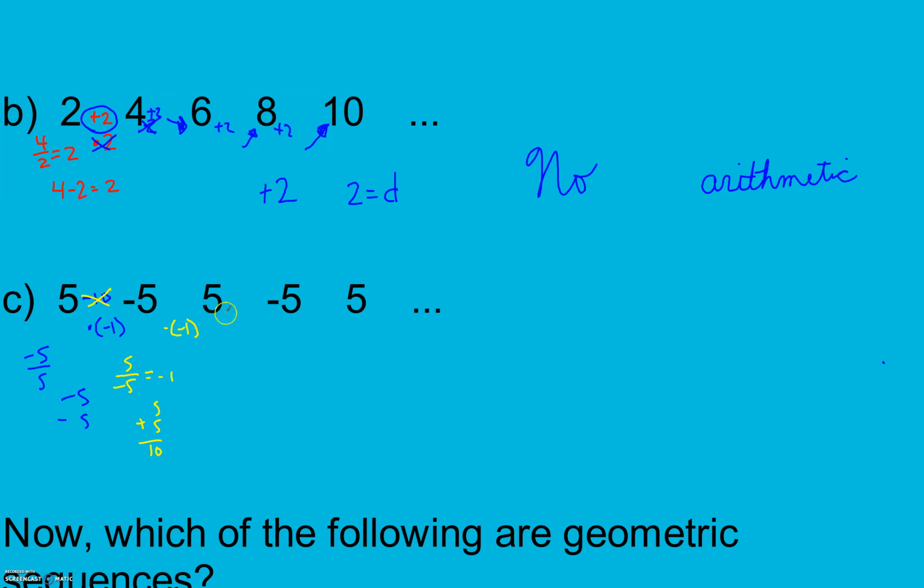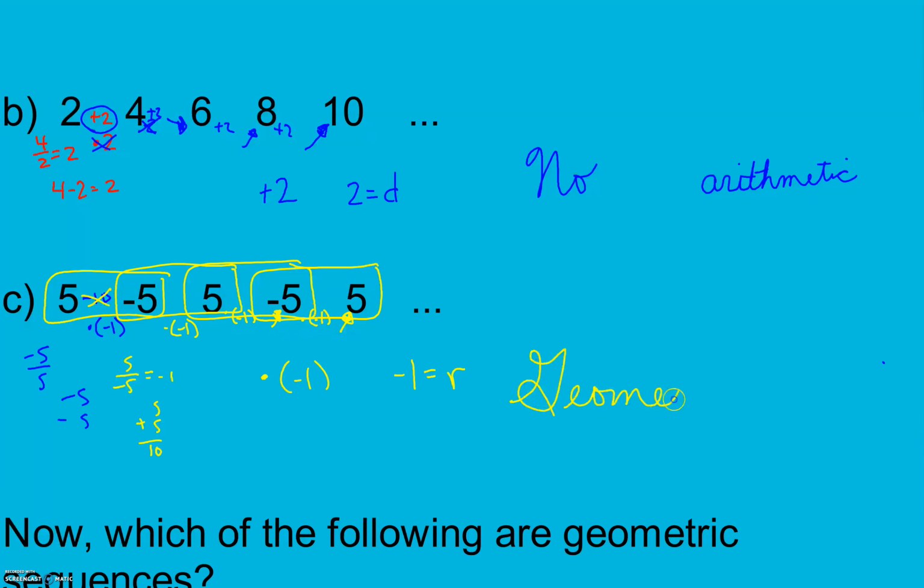Now let's double check. If I multiply by -1 again, yep. Multiply by -1 again, yep. So here, my pattern is to multiply by -1, which makes -1 my common ratio. And it's a ratio, guys, because we find it by dividing any two consecutive numbers. So when we set things up as division, we're setting up a ratio. So our common ratio here is -1. When we have a common ratio, when every time we're multiplying by the same value, it is geometric. So this one is yes.